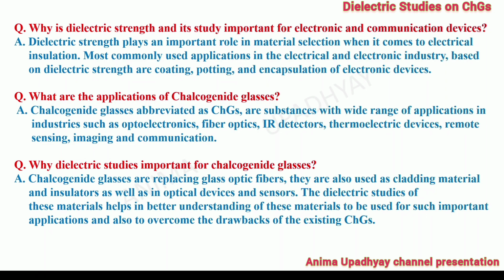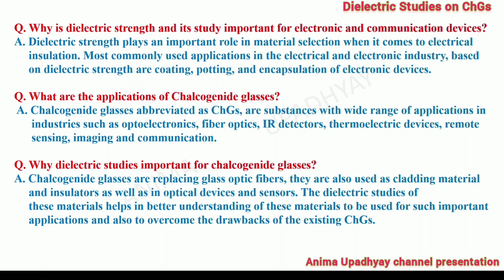devices. What are the applications of chalcogenide glasses? Chalcogenide glasses, abbreviated as ChGs, are substances with a wide range of applications in industries such as optoelectronics, fiber optics, IR detectors, thermoelectric devices, remote sensing, imaging and communication.